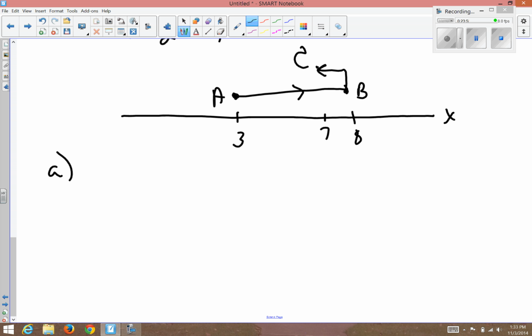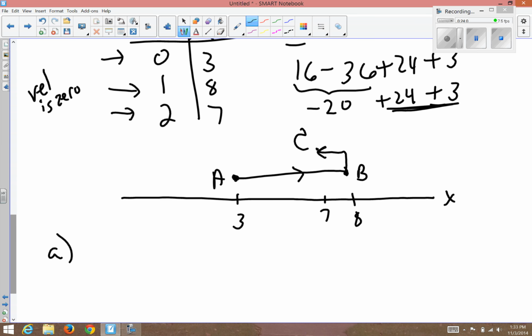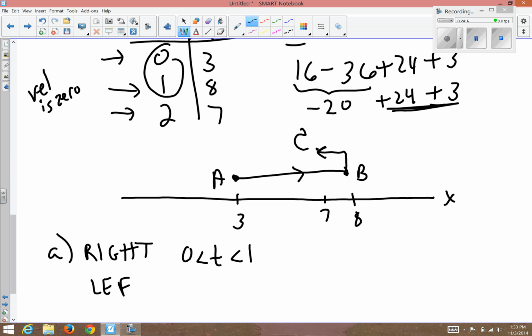Questions? When is the particle moving to the right? You might want to say it's moving to the right from 3 to 8. But that's not correct. It's moving to the right in this time interval, 0 to 1. When is the particle moving to the left? Someone might say it's moving to the left from 8 to 7. That's not the time. It goes from 8 to 7 in this time interval, 1 to 2.